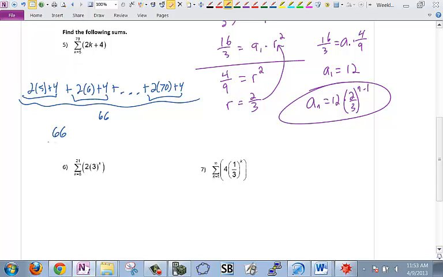So you're going to have 66 divided by 2 times the first term, which is 14, plus the last term, which is 144. And so you should get a final answer of 5,214. Kablam. Agreed?